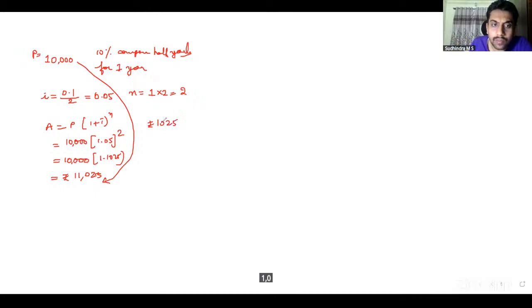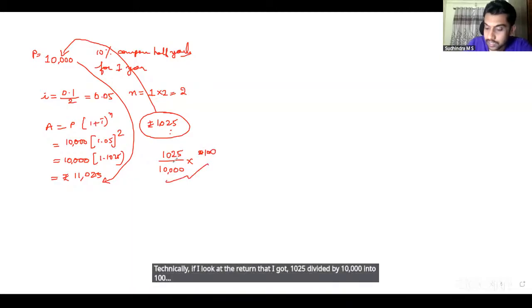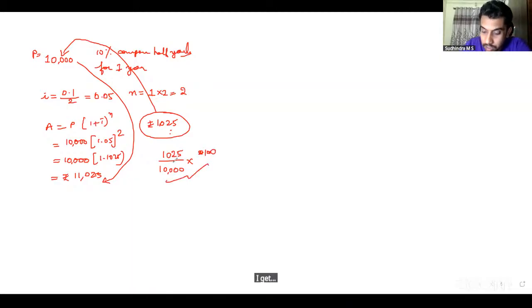1,025. Correct. 11,025 minus 10,000, 1,025 is the interest given. Now this 1,025 interest is for what amount of principal? 10,000. So technically, if I look at the return that I got, 1,025 divided by 10,000 into 100, I get how much? 10.25. 10.25%. But we said the rate of interest is 10%.